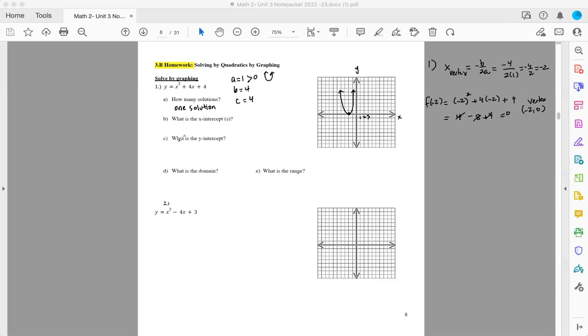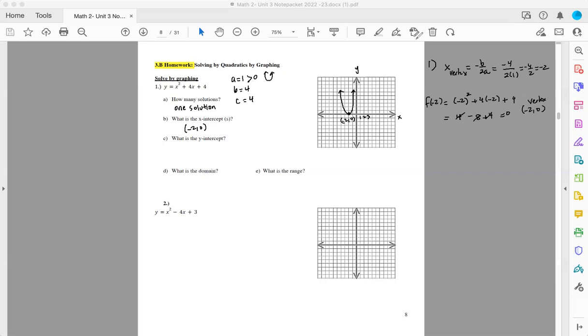What is the x-intercept? We just talked about that. We front-loaded that information. It's actually negative 2, 0. That's the x-intercept, which is right here, negative 2, 0. It happens to be the vertex. And then what is the y-intercept? Where does it cut the y-axis? Where does the graph meet or cross the y-axis?